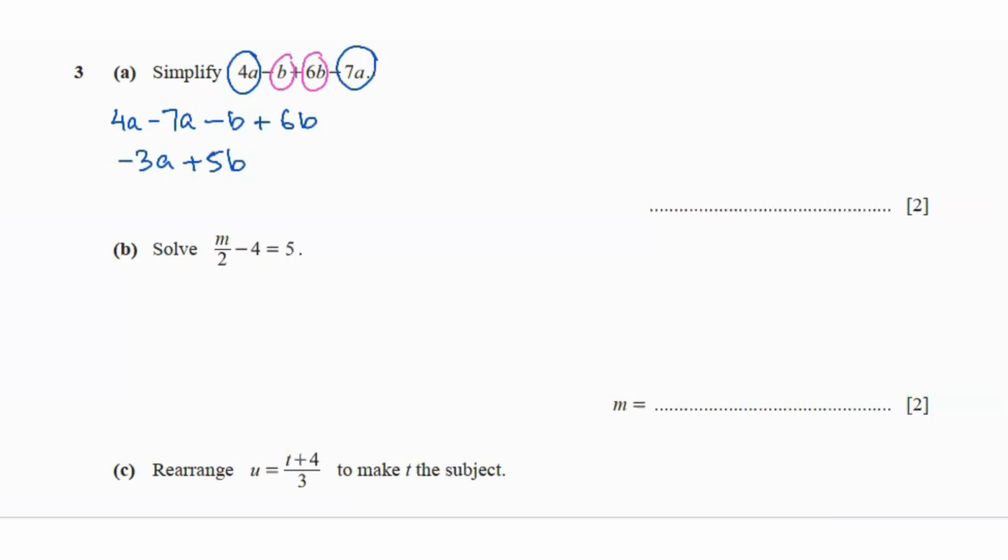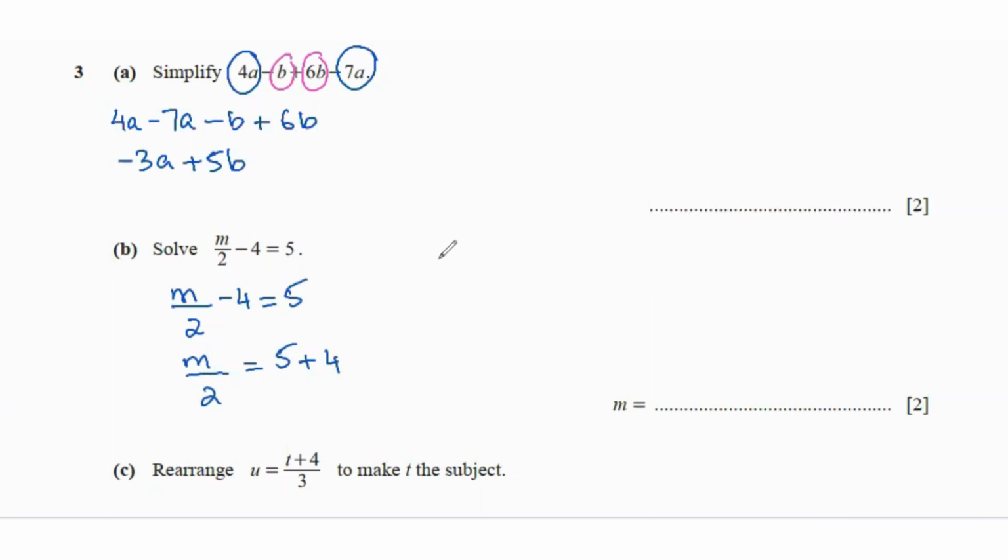Then it says solve m over 2 minus 4 equals 5. First, let's move the 4 to the other side. So it's going to be m over 2 equals 5 plus 4. The reason why it becomes 5 plus 4 is because whenever we're swapping places of terms from one side to the other, the sign changes. So if it's negative originally, on the other side, it would be positive and vice versa.